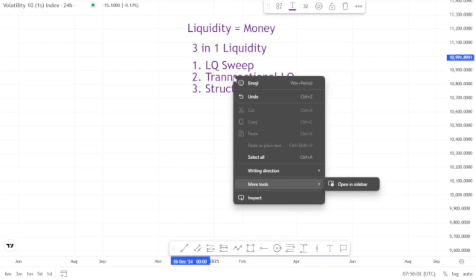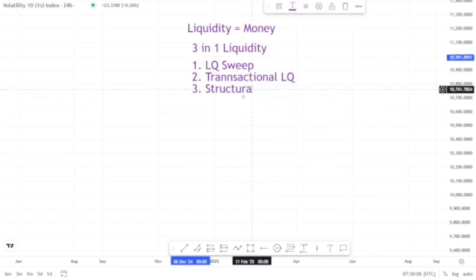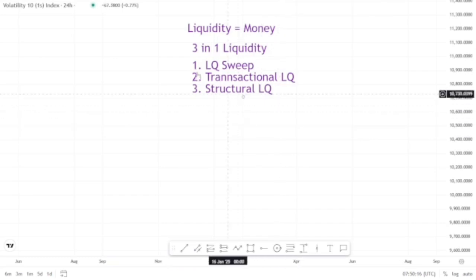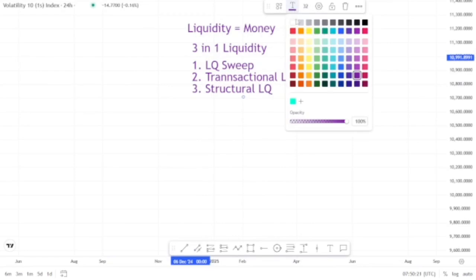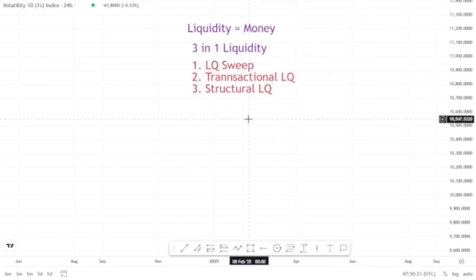So structural LQ, structural liquidity. So yeah, these are the three liquidities we are going to be looking for while trading our patterns. You understand those type 1 and type 2 patterns I gave you. These are the three liquidities that we are going to be using to validate them, and also other criteria that you have to look into to validate them as well.